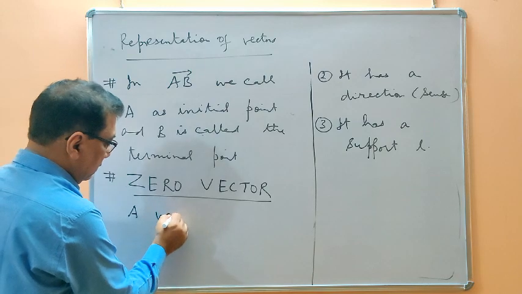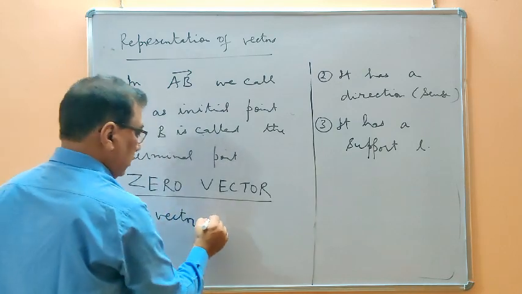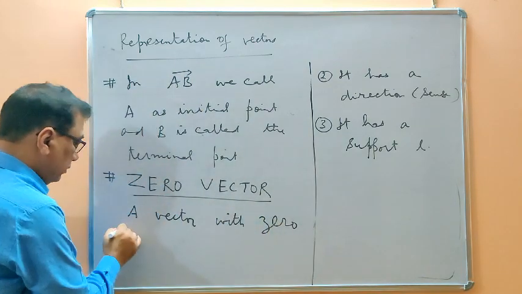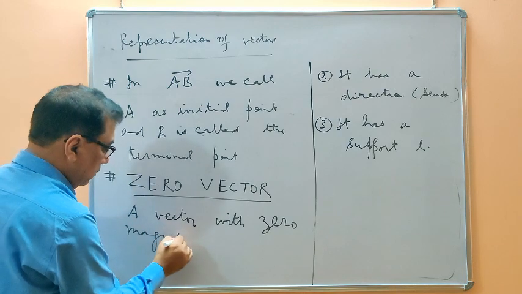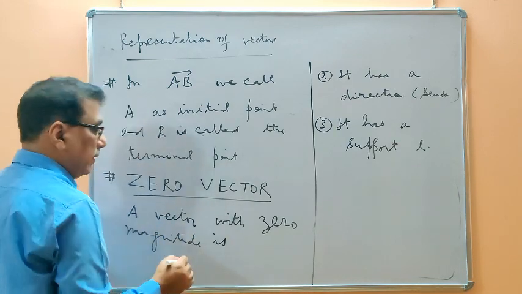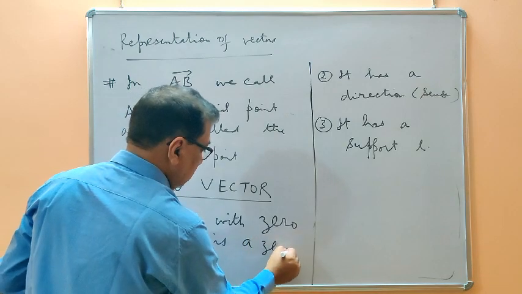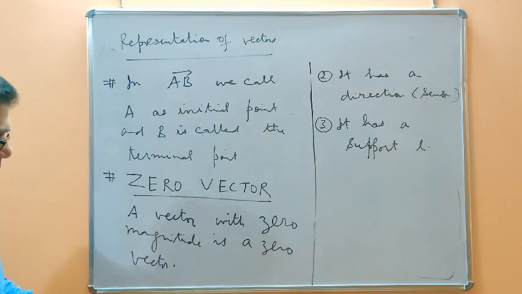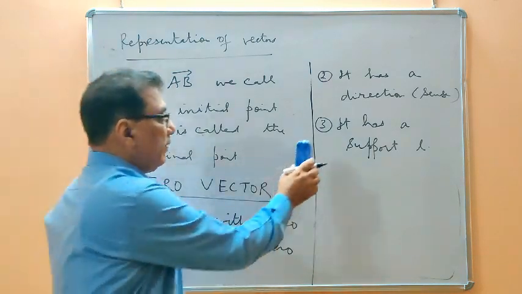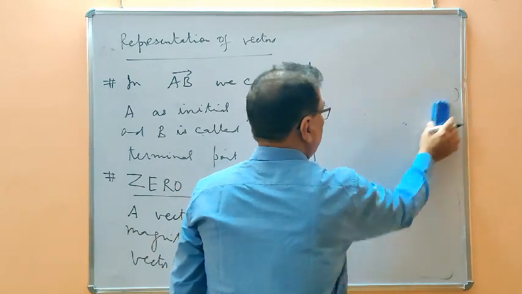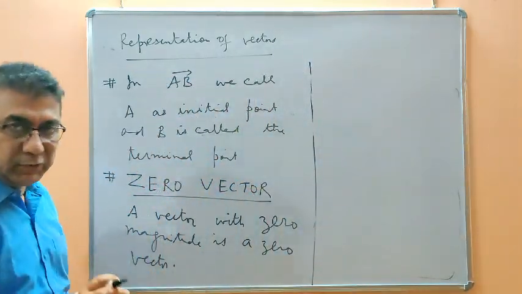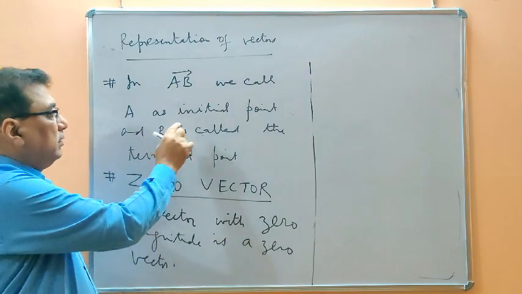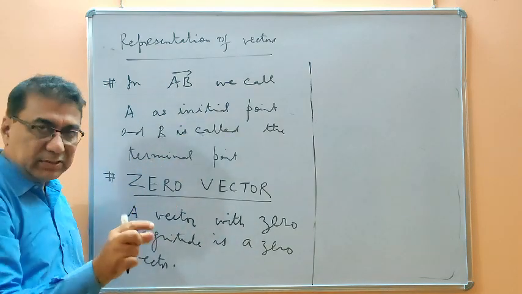Okay. Zero vector. A vector with zero magnitude is called a zero vector. Okay. So magnitude is zero. That means what will be the situation in which magnitude is zero? When it does not have any length. So no length means the initial point and terminal point must coincide.